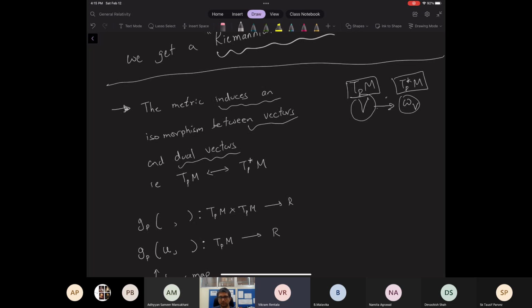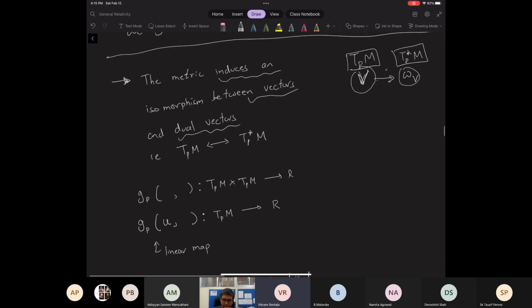The metric gives you a preferred choice of this mapping between a vector in the tangent space and a vector in the cotangent space. So what is this choice? Well, let's go back and think about the definition of the metric.